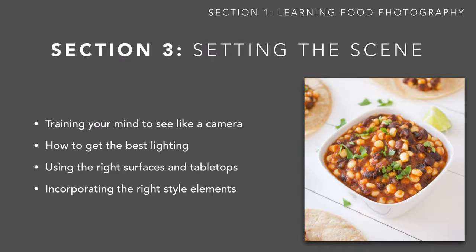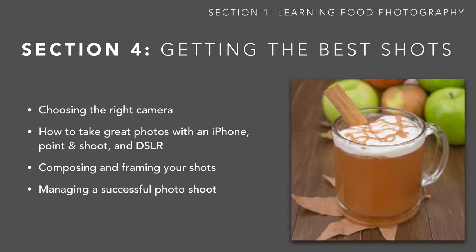After our food is styled, we'll learn how to set up the scene around the plate. This includes the lighting, the tabletop on which you're shooting, the background elements, and other accents that help complete your scene. Only after that will we pick up the camera, whether this is an iPhone, a point-and-shoot camera, or a DSLR, and we'll go over the specific advantages and disadvantages of each camera. We'll learn how to compose and frame our shots, and how to do a successful photo shoot, where you get every angle and every type of photo you need in one shoot to make it easy and efficient every time.